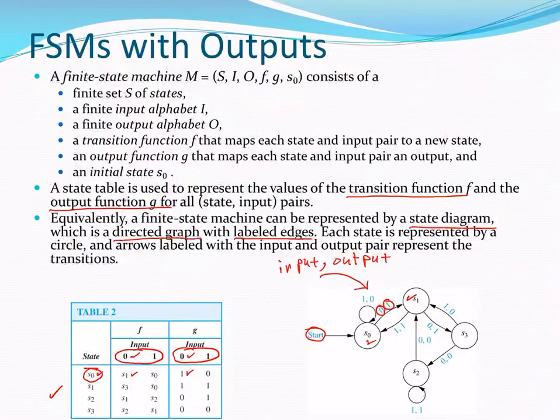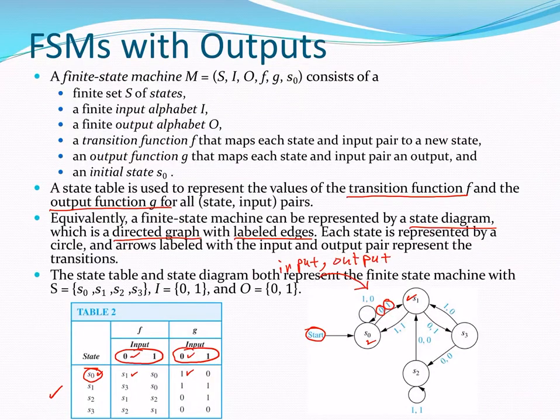And let's take a look at an example. Here we have the mention that S is the set of states. There's four of them. Input alphabet and output alphabet are our bits, 0, 1.